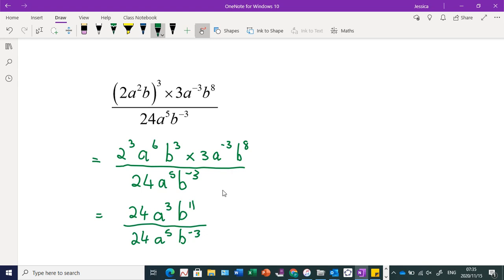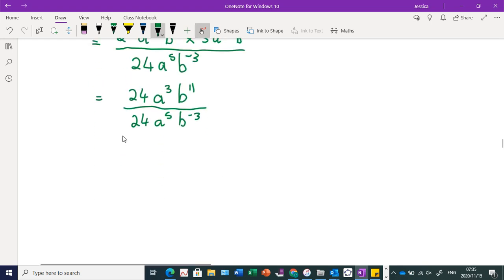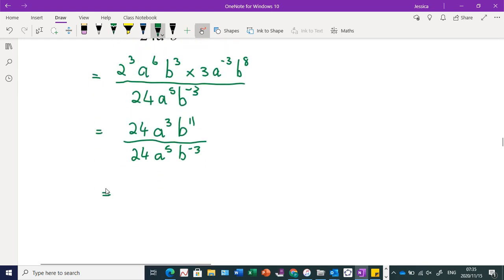Right, now at this stage we've got choices. Remember that when we divide, we subtract our exponents. 24 divided by 24 is just 1. We're going to get a to the minus 2. And we're going to get b, 11 minus 3 is actually b to the 14. Right, final answer here, we want it with positive exponents. We're going to go b to the 14 over a squared.